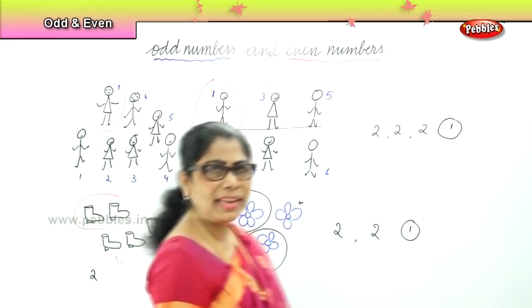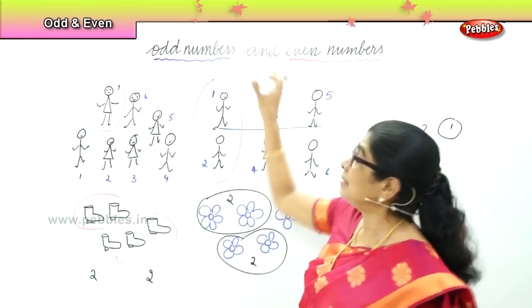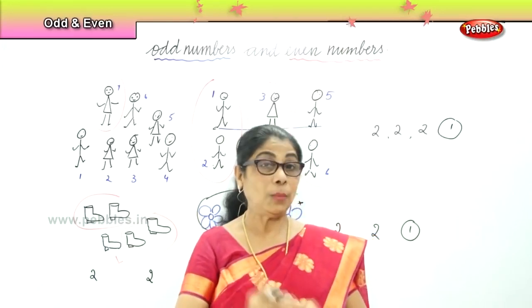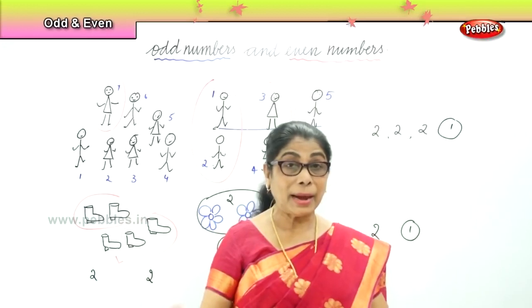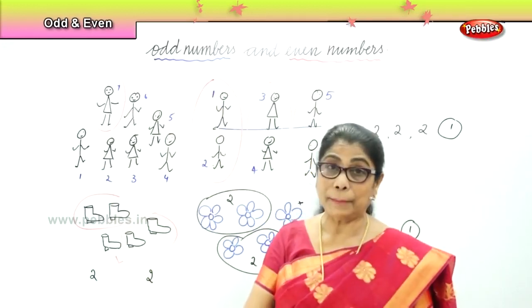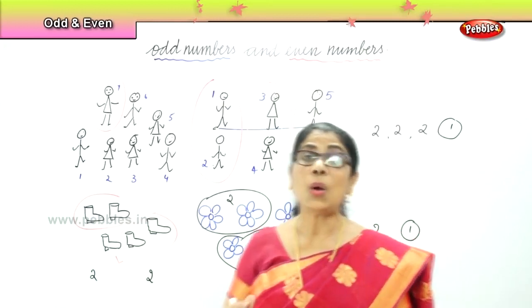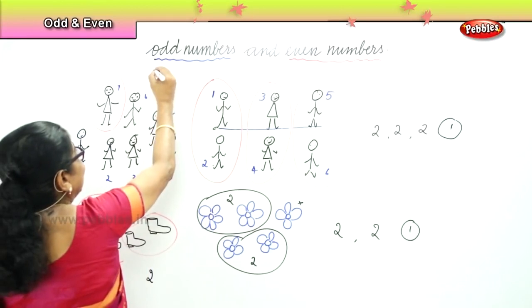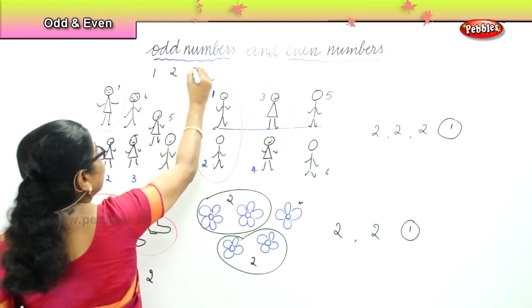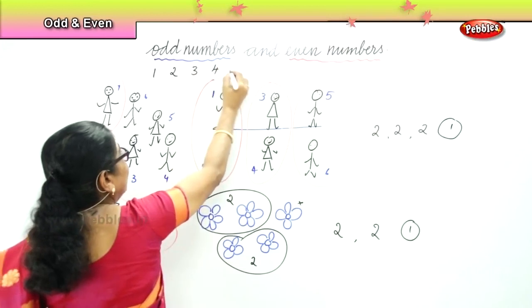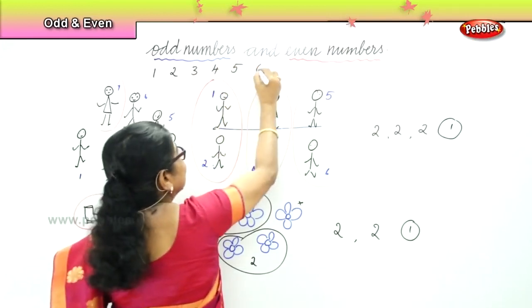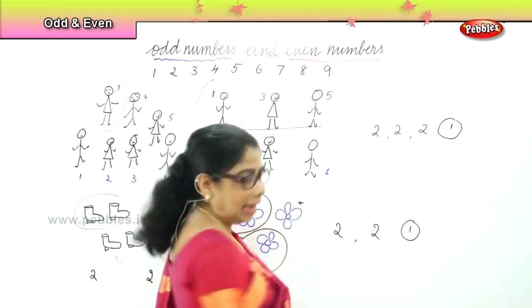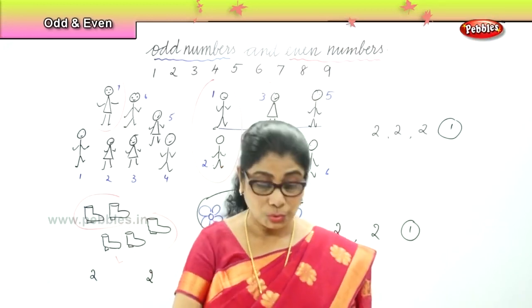Now, what are we talking about? Odd numbers, even numbers. When a number stands by itself without a partner, then we say it's an odd number. Let us look at numbers 1 to 9. I'll write here: 1, 2, 3, 4, 5, 6, 7, 8, 9.